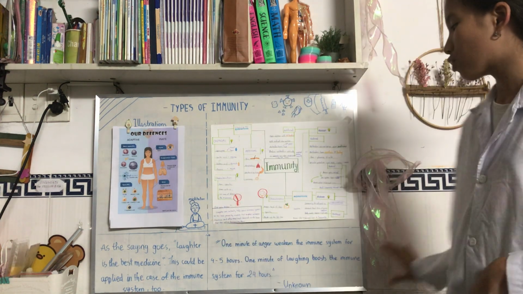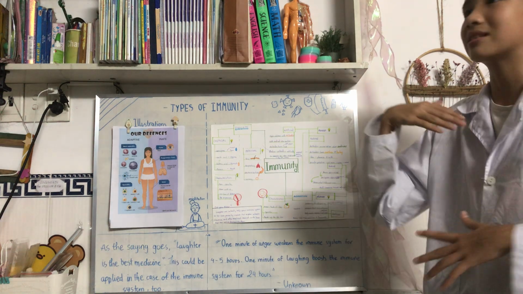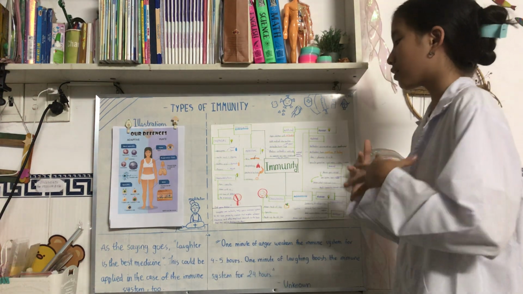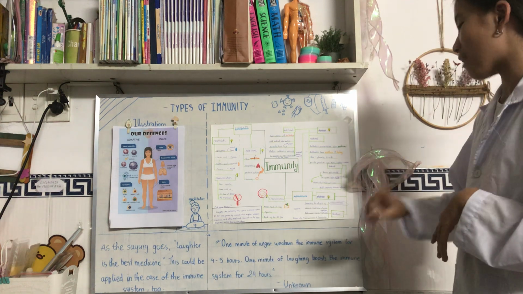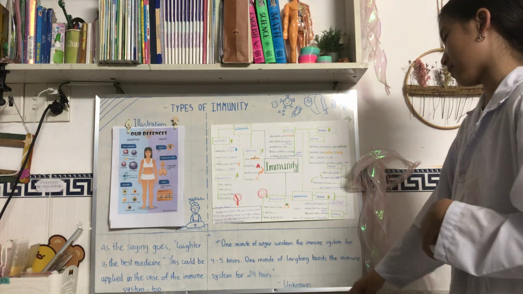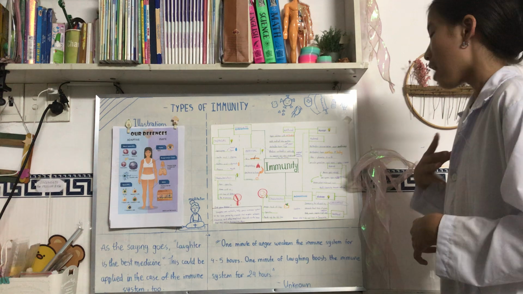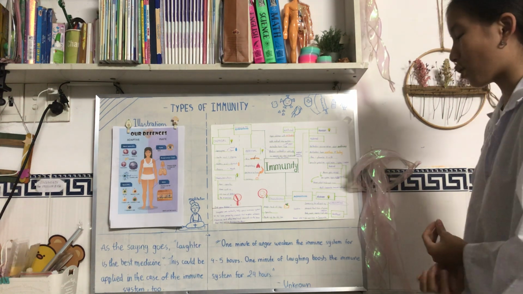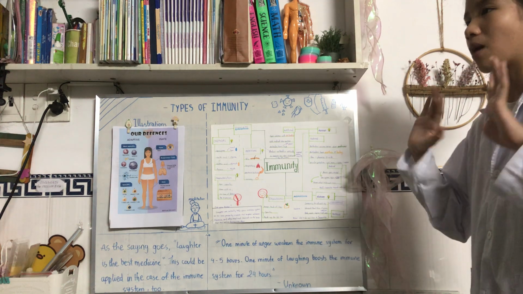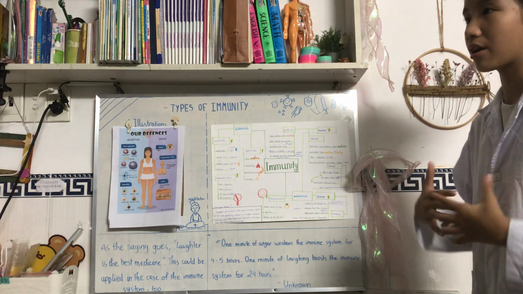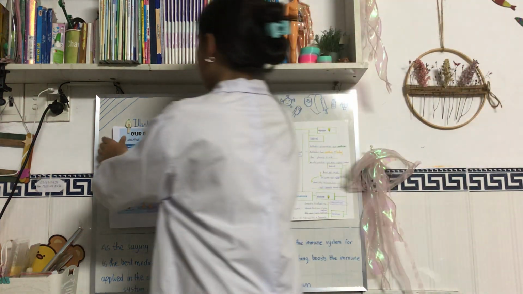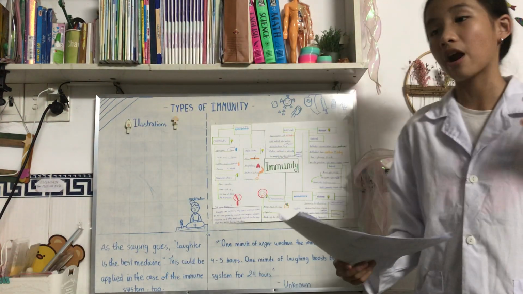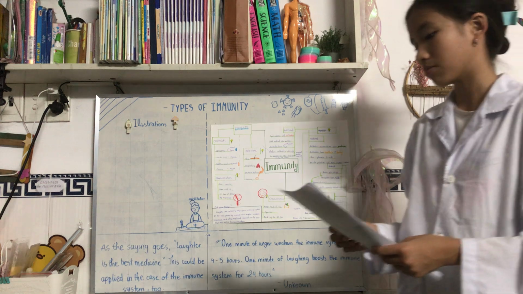Our quote is similar. It's the same concept and links to the fun fact here. 1 minute of anger weakens the immune system for 4 to 5 hours. 1 minute of laughter boosts the immune system for 24 hours. And this quote is from someone that doesn't have a name. They don't show their name, and yeah, that's all.